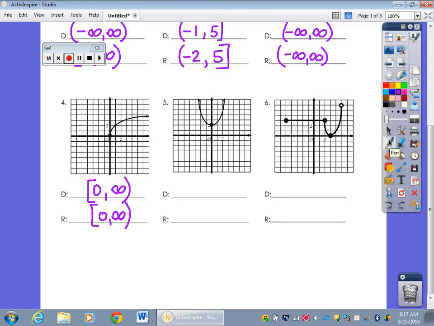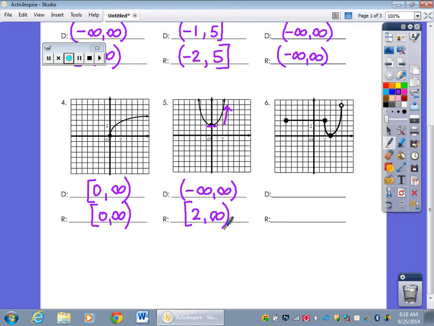For number 5, domain is left to right, and since those are both arrows, that means that it's going on forever, so it's going to be -infinity to infinity. And that's because those are arrows, so you have to assume that this graph is getting wider as it's getting taller. And then for your range, from bottom to top, you're basically starting at 2 and you're going up to the higher numbers, so it's going to be from 2 to infinity.